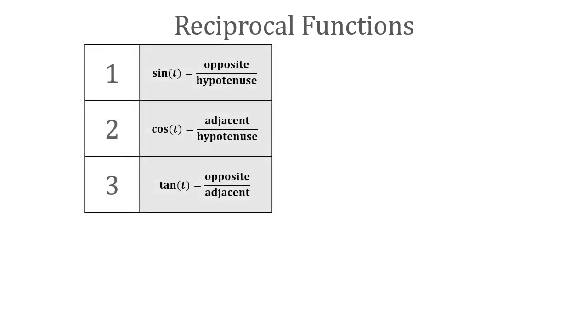Here's what we know so far. We know that the sine of an angle is equal to the side opposite that angle over the hypotenuse of the right triangle. We know that the cosine of an angle is equal to the side adjacent that angle over the hypotenuse of the right triangle. We know that the tangent of an angle is equal to the side opposite the angle over the side adjacent that angle.